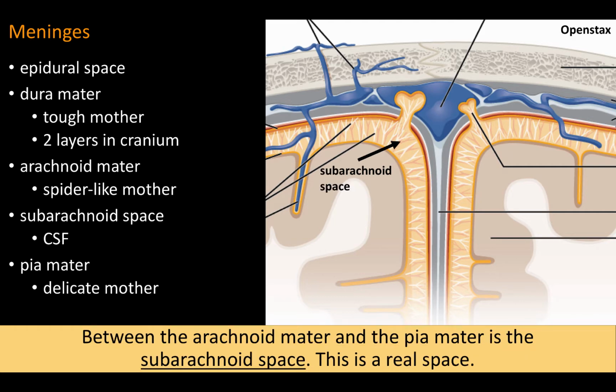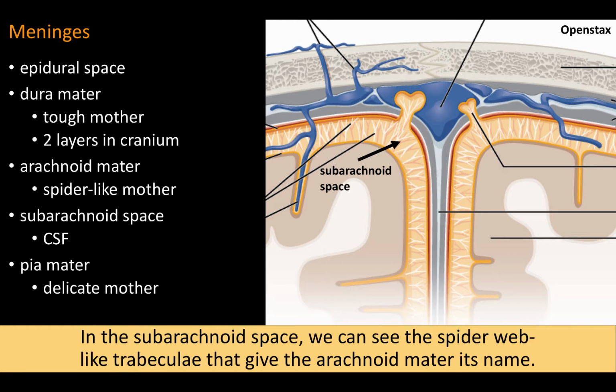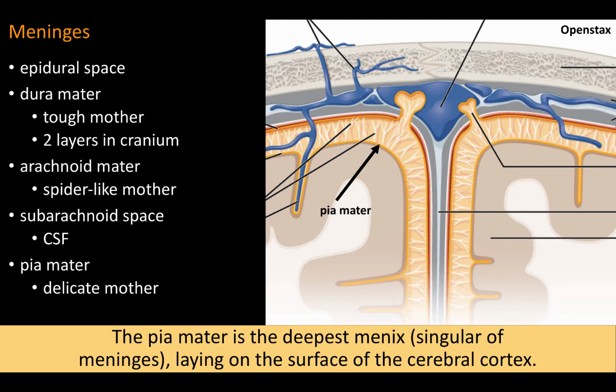Between the arachnoid mater and the pia mater is the subarachnoid space. This is a real space. In the subarachnoid space, we can see the spiderweb-like trabeculae that give the arachnoid mater its name. The pia mater is the deepest meninx, singular of meninges, laying on the surface of the cerebral cortex.